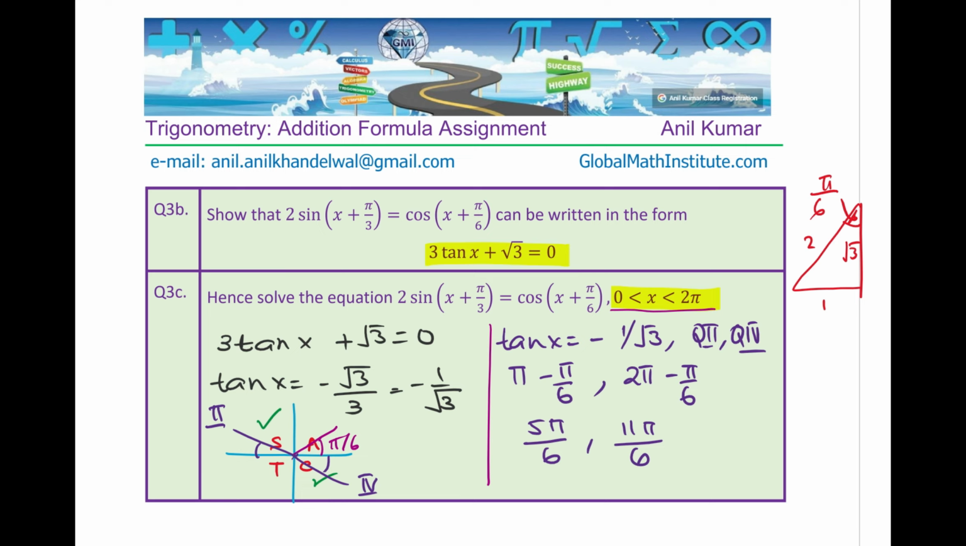Perfect. So since the related acute angle is pi by 6, correct? We know tan pi by 6 is basically equal to 1 over square root 3. So the related acute angle is pi by 6. Solution being in quadrant 2 and 4, it will be pi minus pi by 6 and 2 pi minus pi by 6. So that is how we can find the solution. So I hope this solution is absolutely clear.